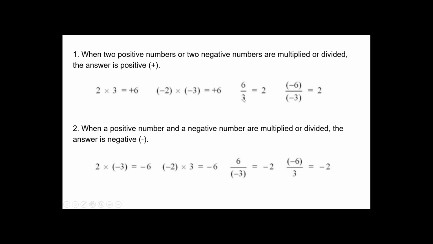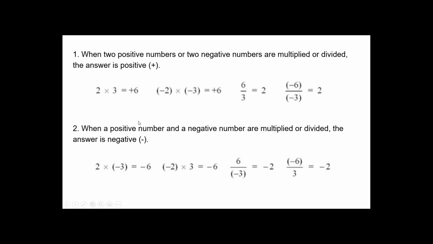So we divide 6 by 3, and we produce 2. These are all positive numbers, so it should produce a positive number. Now we have a 6 on top, 3 on the bottom, but these both have a negative sign in front of them. That will cancel out. The value should still be 2.